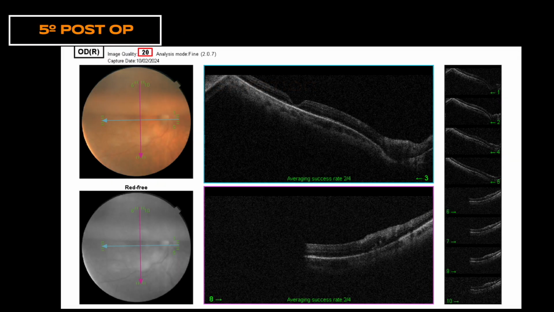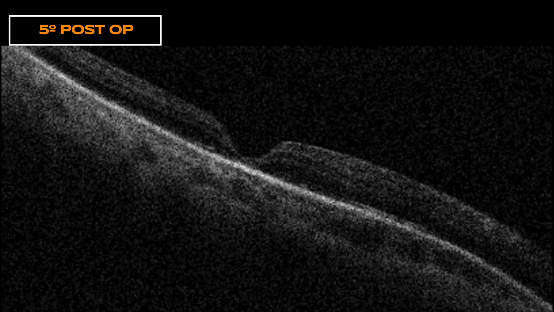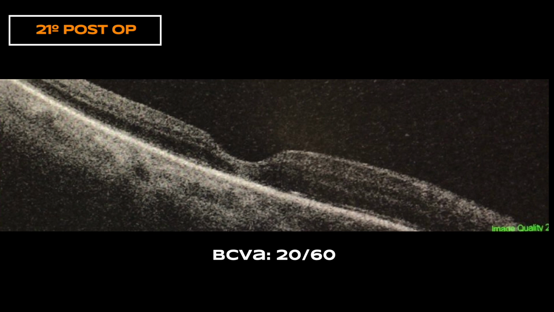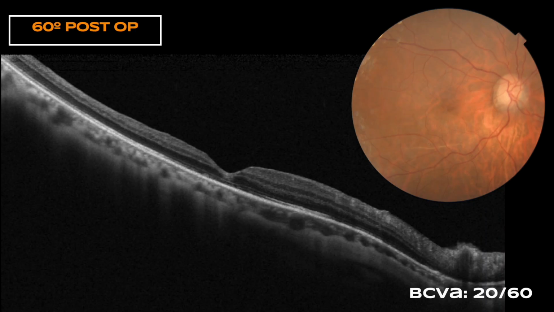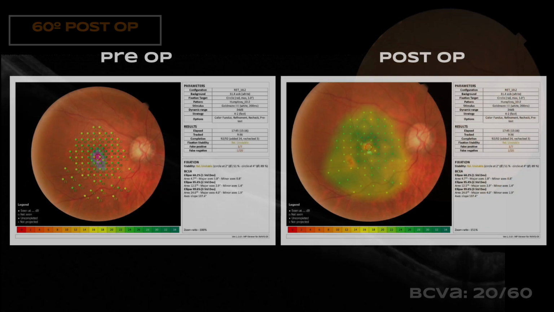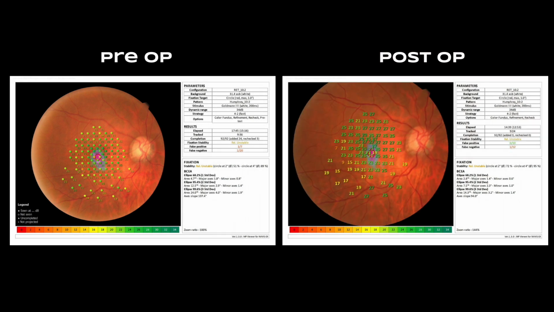In the follow-up, we present a favorable anatomical and functional outcome despite the presence of subretinal PFO for 4 weeks. On the 5th day post-surgery, OCT images show that the macular hole caused by the aspiration of perfluor was already closed. Postoperative visual acuity improved to 20/60, with significant improvement also in the functional outcomes assessed by microperimetry.